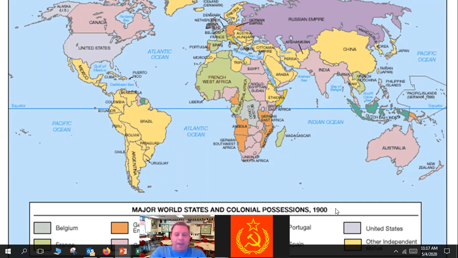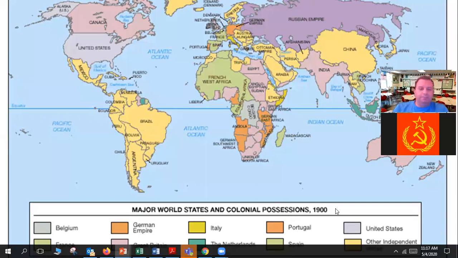And so you can look at the map key. Let me see if I move this, okay? You can take a look at the map key down here, and you can see all of the different European powers that are controlling different parts of the world. Okay, and then of course, yes, you have the United States, you have Japan, and to a smaller extent, you have China, okay? But again, this is still very much a European domination.